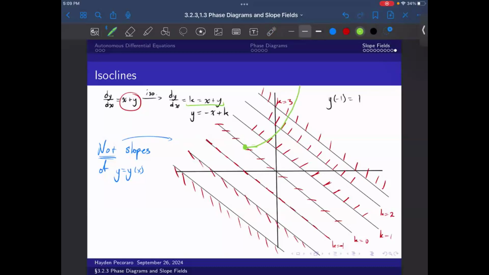And then as I go to the left, it should start getting close to this line of k equal minus 1. Right? So it's not really an equilibrium solution. It's not constant. But if an initial condition is right there, then the solution should follow that exactly. Right? The derivative.